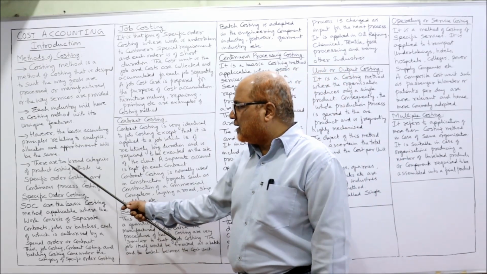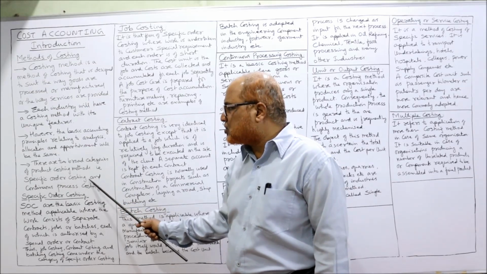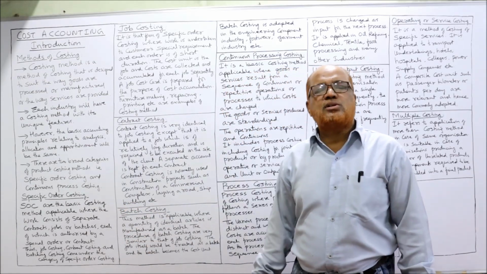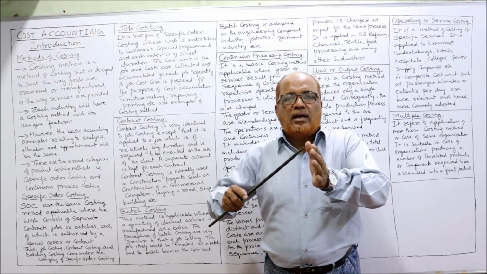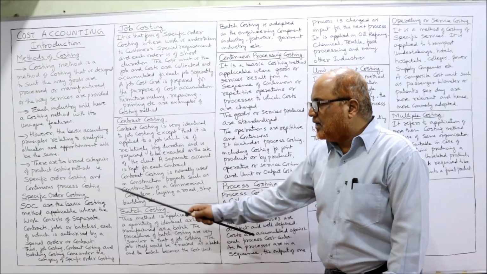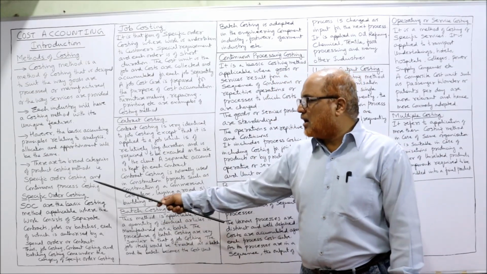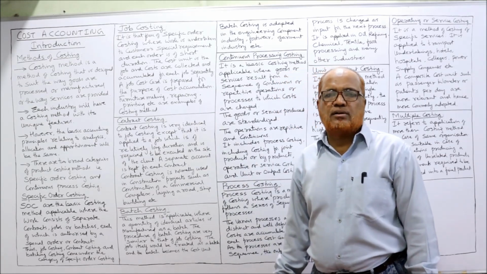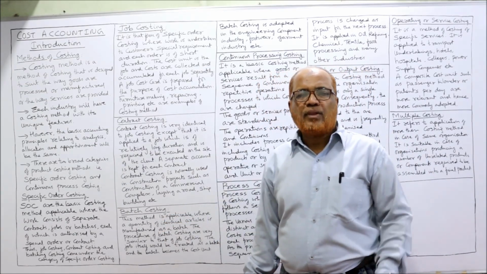There are two broad categories of product costing methods, that is specific order costing and continuous process costing. For ease and convenience, we can divide all the methods into two categories. The first category is specific order costing. The second is continuous process costing. First we discuss specific order costing.